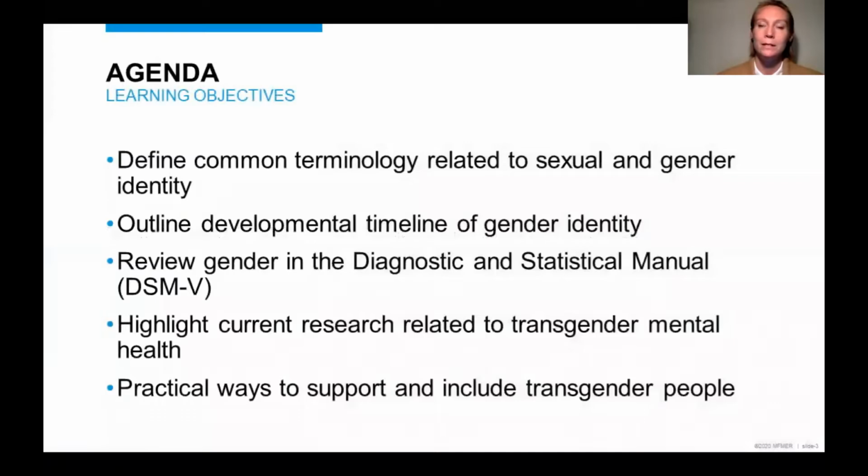So for tonight, and please allow me to move my little video here, it's in the corner. For tonight, I'd like to define common terminology related to sexual and gender identity. I'd also like to outline the developmental timeline of gender identity in a person's life. And then I'll review gender in the Diagnostic and Statistical Manual, which is the main diagnostic criteria that we use in psychiatry and psychology. It's also called the DSM. Next, I'll highlight some research that I've been working on related to transgender and mental health. And then I'll talk about some practical ways that we can all support and include transgender people.